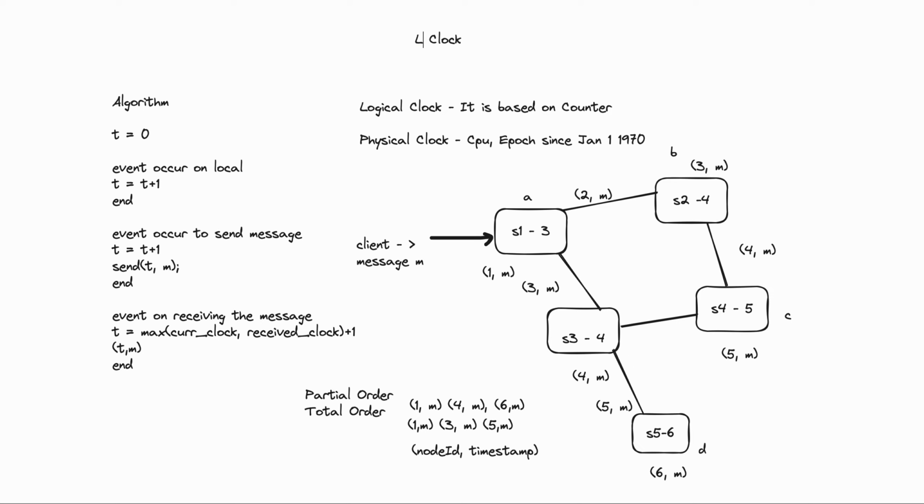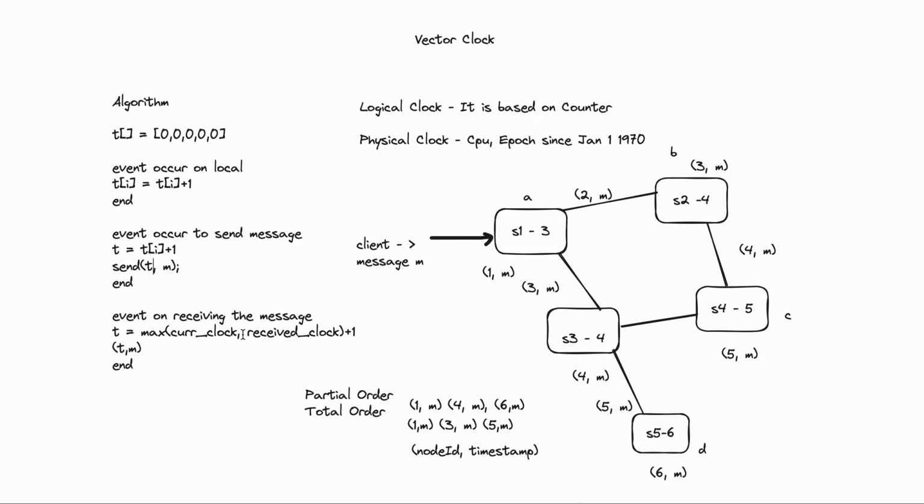So you will see here the vector clock. It's the same example. We have to change the algorithm a little bit. Instead of a single counter, we are going to maintain an array, a vector. So with 5 machines, we will maintain 5 counters. Each time an event occurs on a local machine, we will increment that particular counter. When an event occurs to send a message, we will increment the counter and send the timestamp along with this message.